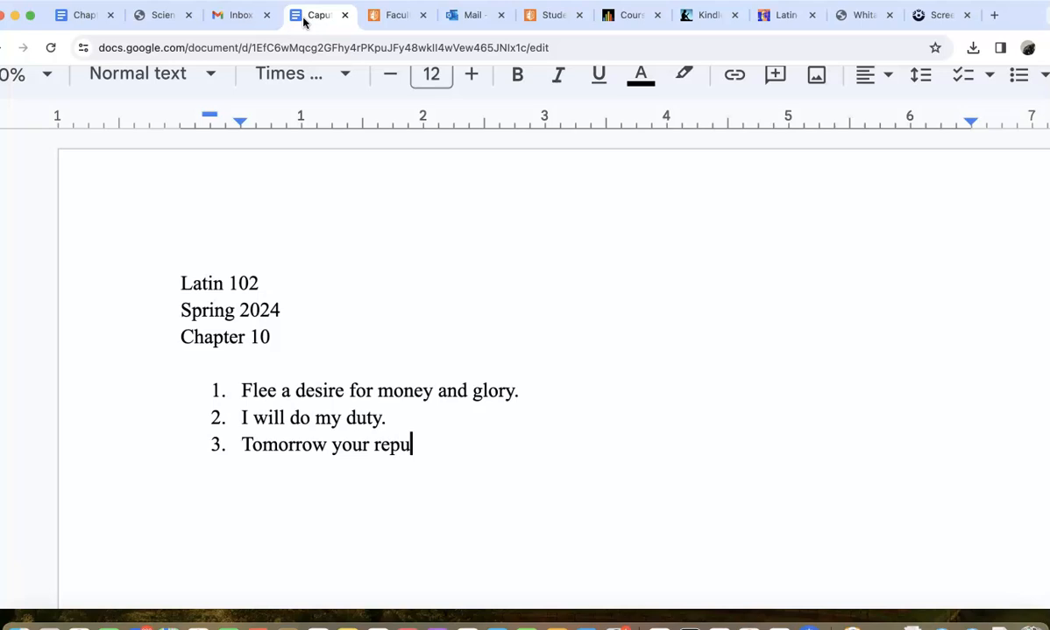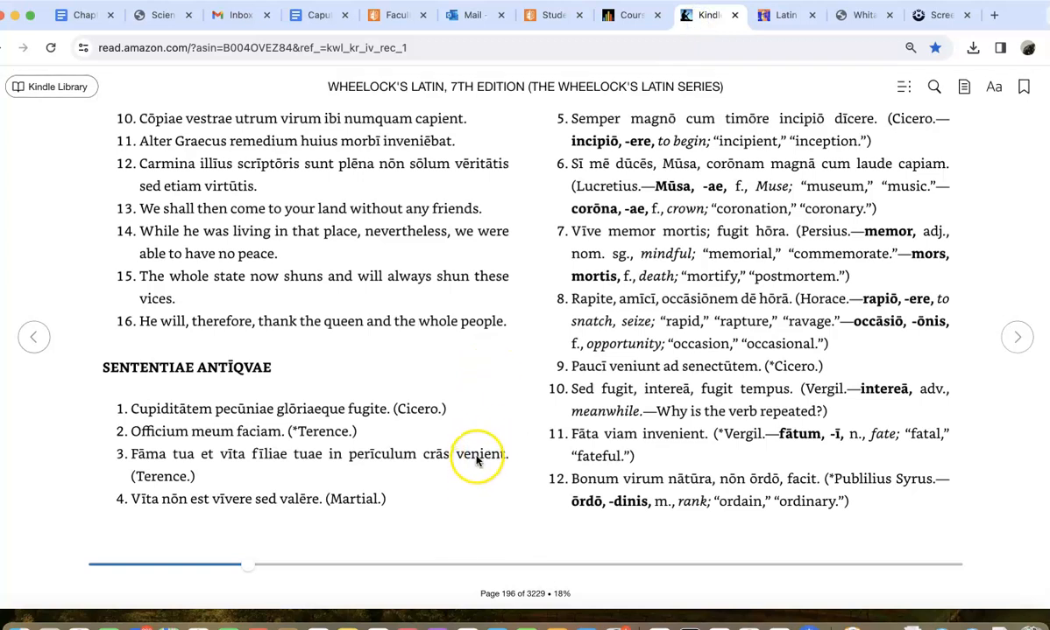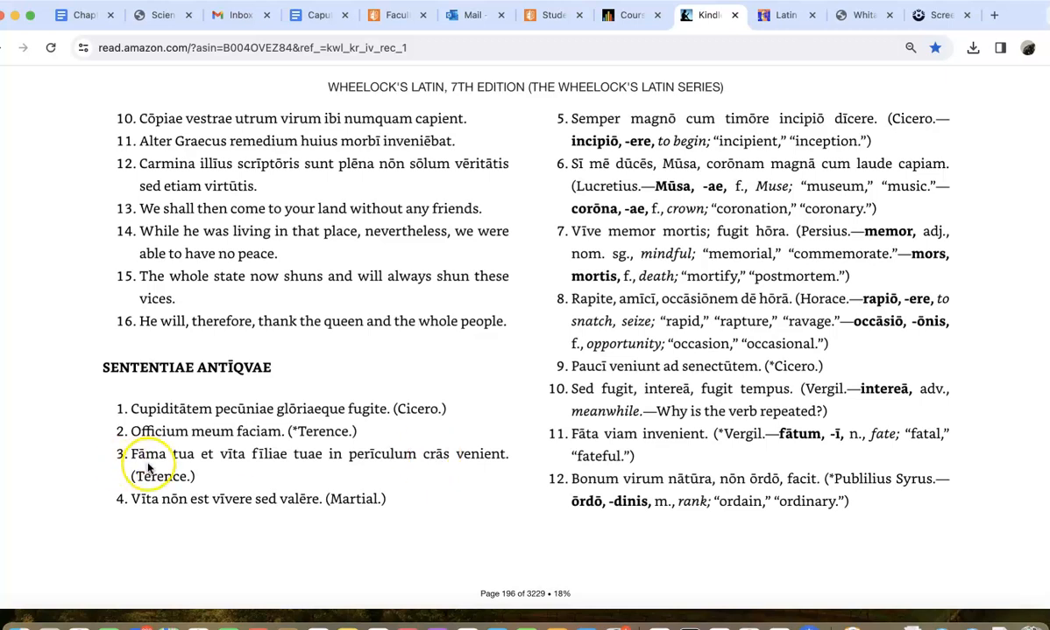your reputation, here I'm contradicting myself, and the life of your daughter will come into danger. Now, probably in English we would say will be in danger, but we have venient here as the verb, and so we're going to have to follow this and be a little bit literal. So tomorrow, your reputation and the life of your daughter.